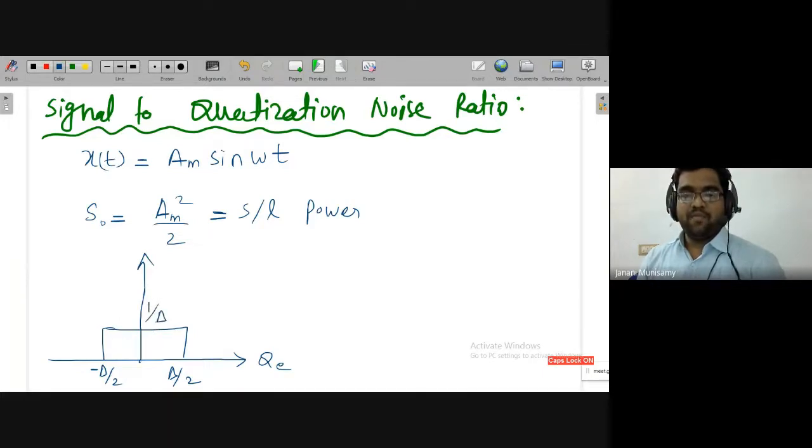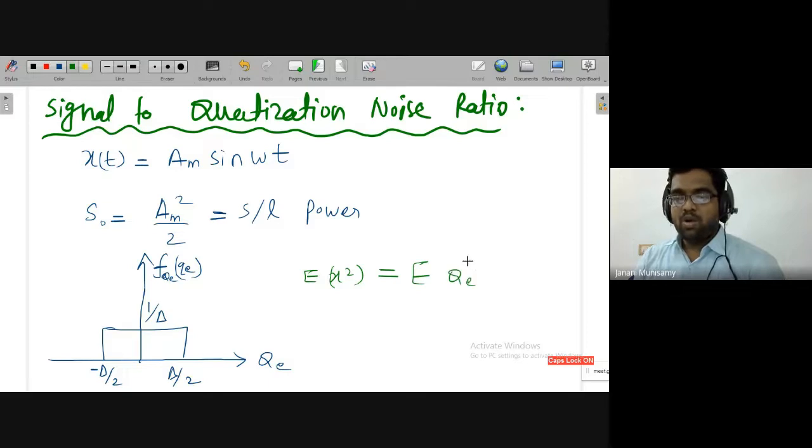Then if it is uniform, what is the y-axis value? That is 1 by del. So this is the distribution, the probability density distribution for quantization error, f of QE. So the quantization noise nature I have given in terms of PDF, probability density function. Then I have to find out the power of this distribution. To calculate the power, I will use the formula E of x square. But here, instead of x square, I have QE, quantization error square. So now I want to apply this formula. What is E of QE square?